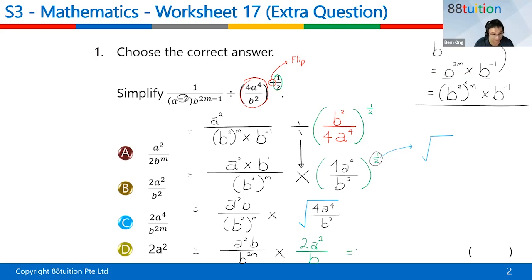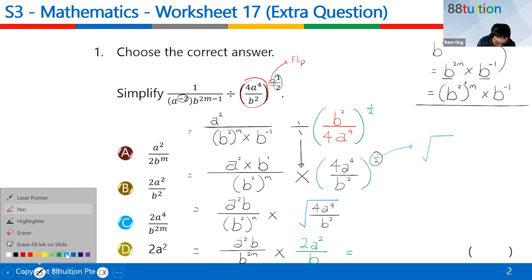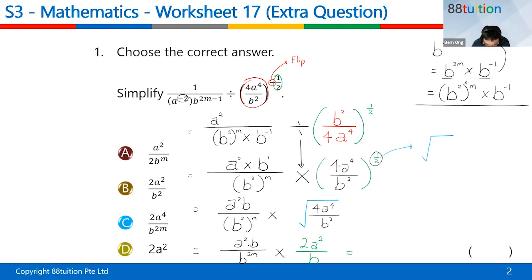What do you see? Can you cancel? You can. On top got b, below got b. Bye-bye. And what are you left with? On top times on top: a squared times 2a squared is 2a^4 over b to the power of 2m. That's it. You cannot do much, that's the only thing you can do. Answer is C. Understand or not, children?